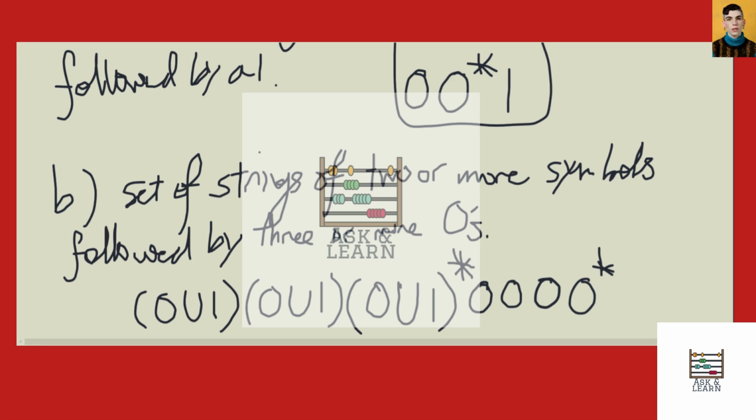Combining this together, the set of strings with 2 or more symbols followed by 3 or more zeros is the concatenation of these two expressions, which is 0 union 1, 0 union 1, 0 union 1 star, 0, 0, 0, 0 star.